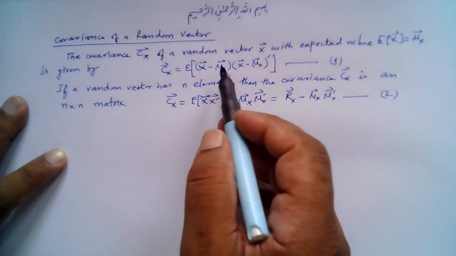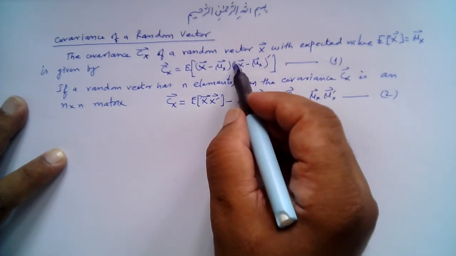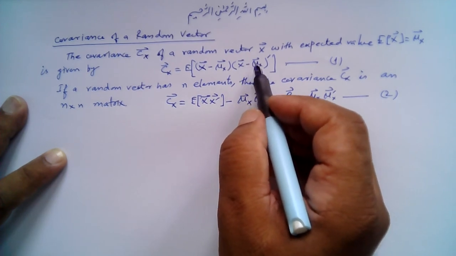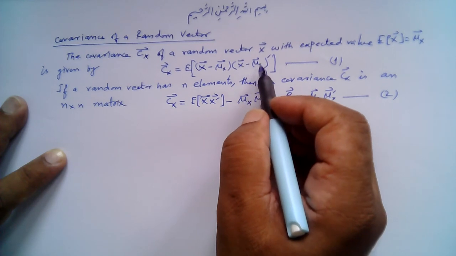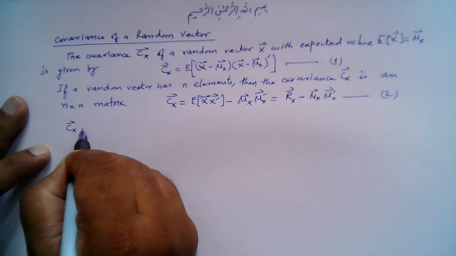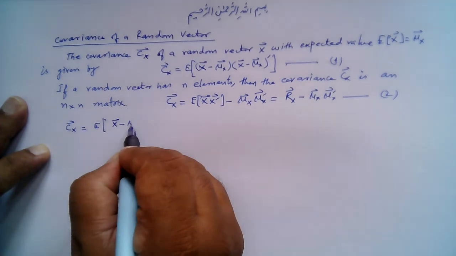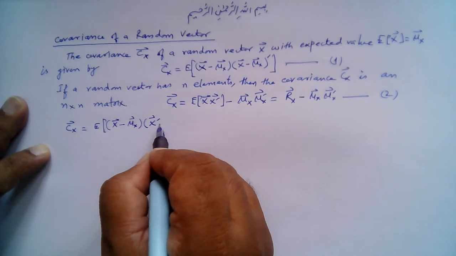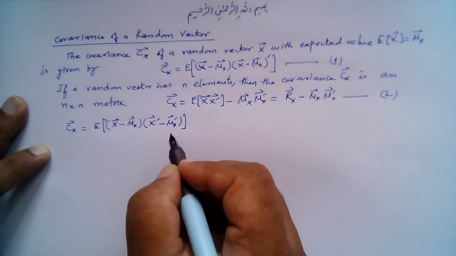Let's expand this expression first. So this transpose here can be moved inside. So the transpose of this entire subtraction can be written as X dash minus mu X dash, right? So we can rewrite this equation in this form. So C X bar is given by the expected value of X bar minus mu X bar, right, multiplied by X dash bar minus mu X dash bar, right?